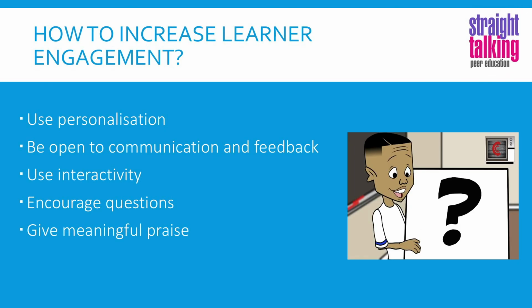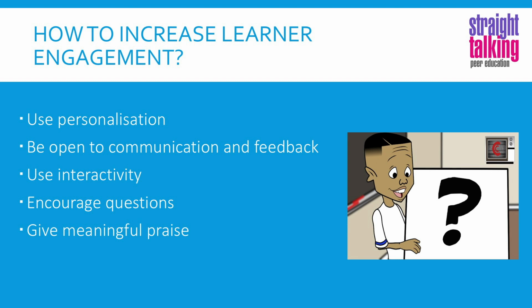So obviously moving on to how to increase learner engagement, so making sure that you have that positive environment for everyone, is to use personalisation. If there's one child that seems to be acting out of line or causing disruption, try and remember their name, and then communicate that to them so they know that you've shown an interest. Another thing is to be open to communication and feedback.